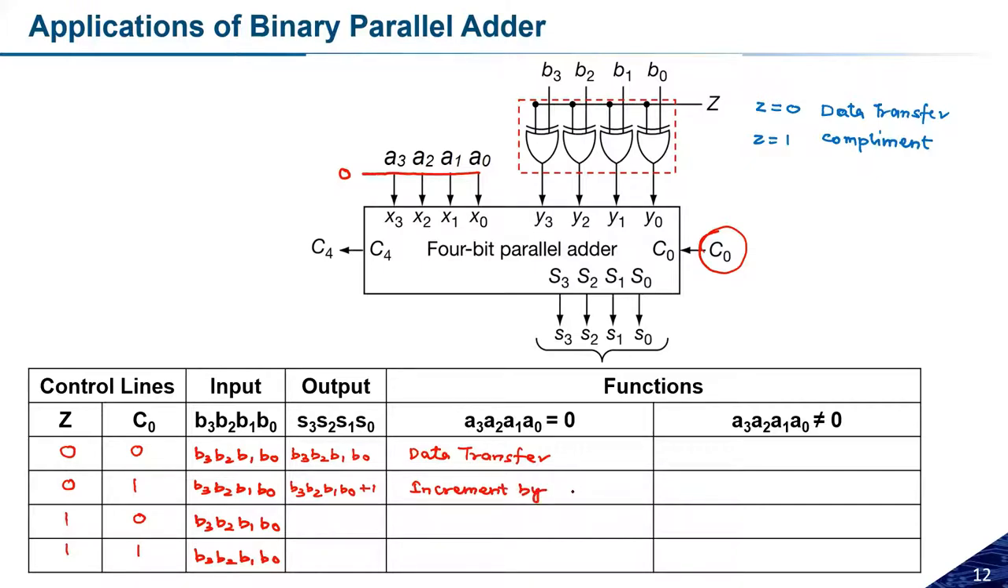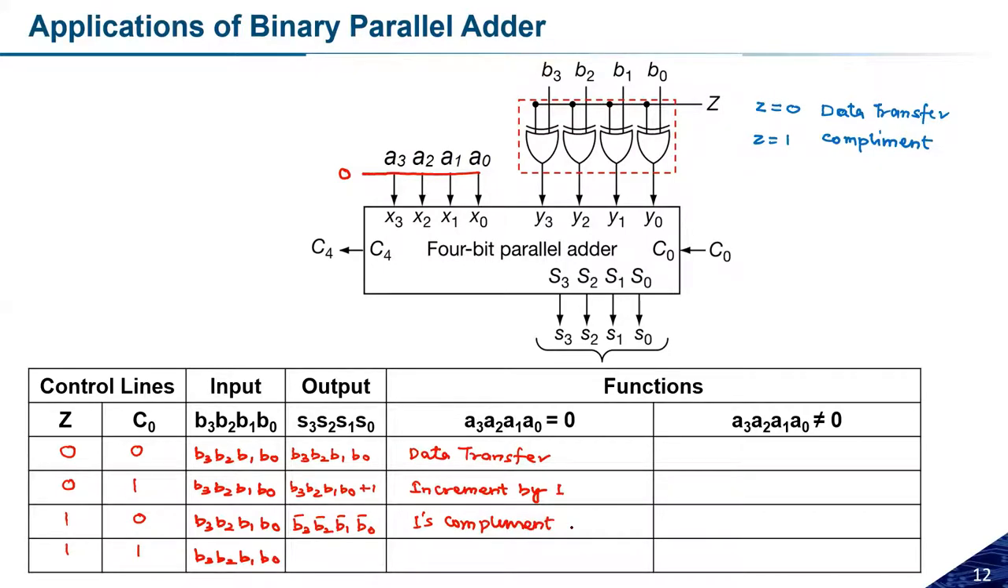What is the function for the third one? Can anyone tell me? For the third, again, C0 will become 0. Z equal to 1, then the input should be inverted. Whatever output I get will be B3 bar, B2 bar, B1 bar, and B0 bar. What it means is that this is the ones complement of the number. Whatever number I have here, I will get its ones complement at the output.